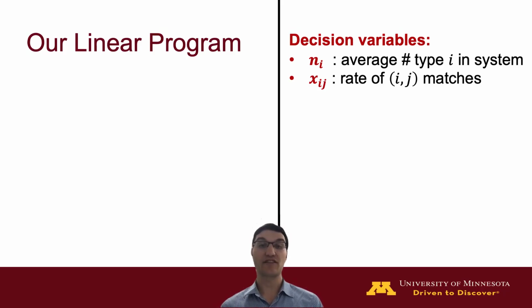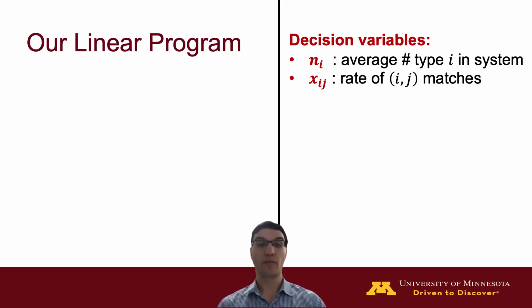Meanwhile, Xij is going to be the rate at which we make ij matches. And being precise, an ij match means that I'm matching a type j to a type i that arrived before the type j. So there's actually going to be an Xij, and there's going to be an Xji, which corresponds to matching type i to a type j that arrived after i. So these are the key decision variables that we're going to keep track of throughout. Any policy is going to induce some N and some X.